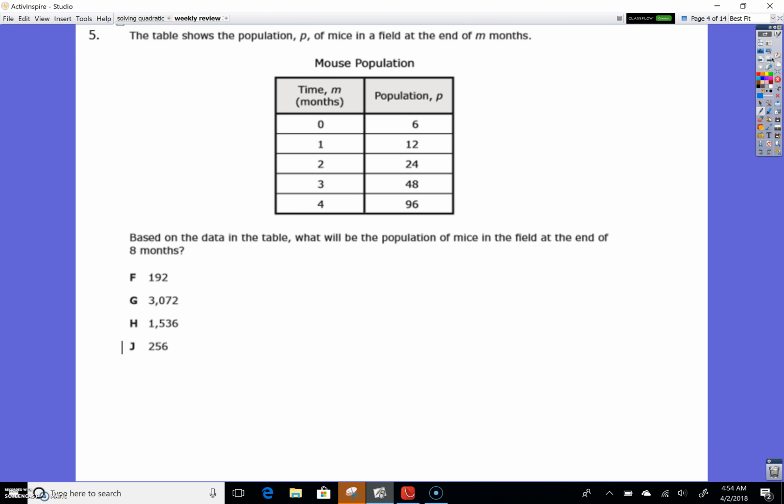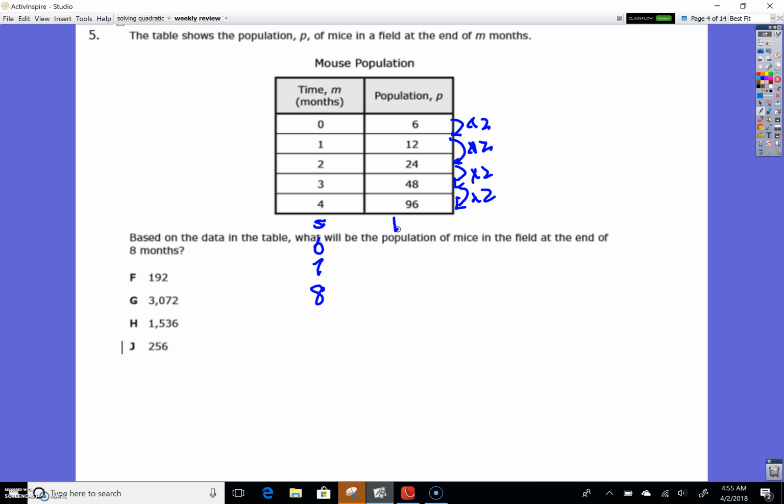Okay, the table shows the population P of mice in a field at the end of each month. Based on the table, what is the population of mice in the field at the end of 8 months? Okay, so we look at this and we can see that the months are increasing by 1. So all I'm doing is extending the table, 7, 8. So if I look at here, what happens from 6 to 12? You can either add 6 or you multiply by 2. Here, it looks like they're multiplying by 2. So I'm going to extend this.